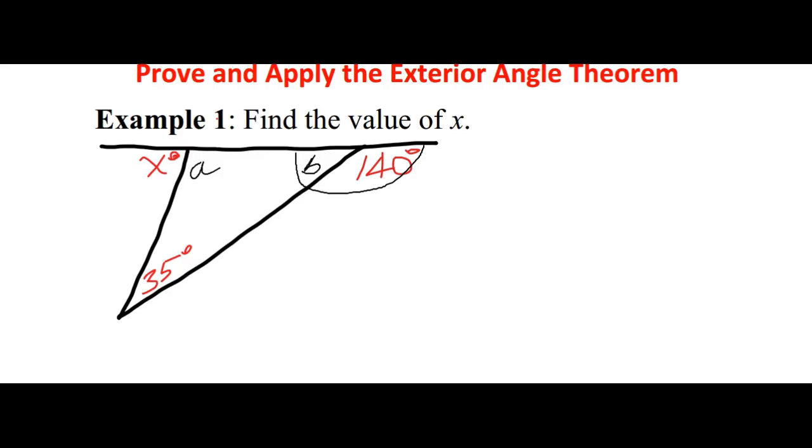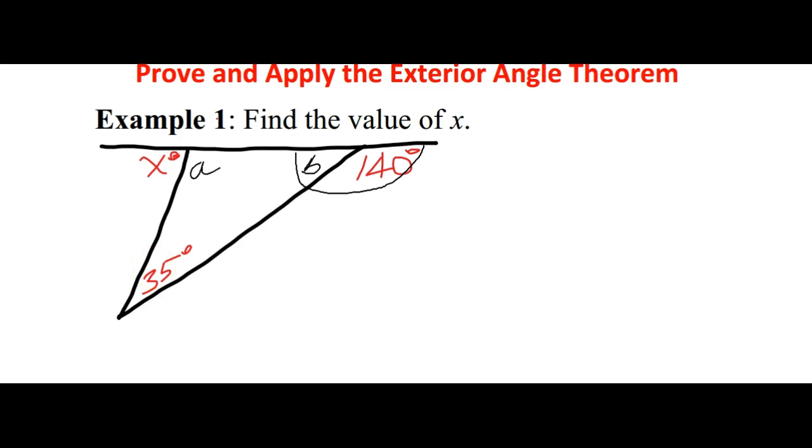Alright, now we are going to apply the exterior angle theorem. Again, it states that the sum of the two remote interior angles is equal to the exterior angle. So here we are asked to find the value of x. X is the exterior angle. So according to the theorem, the exterior angle is adjacent to x, so the other two are the remote ones. So B plus 35 would add up to x.